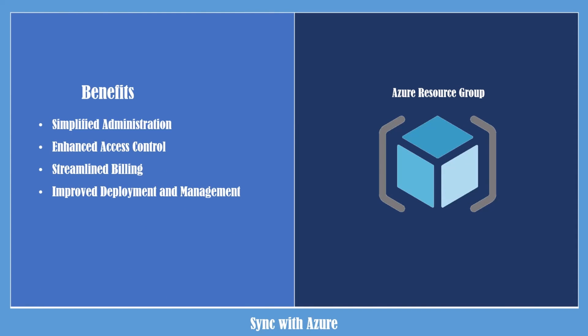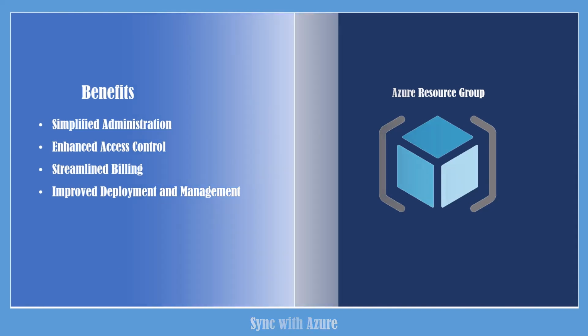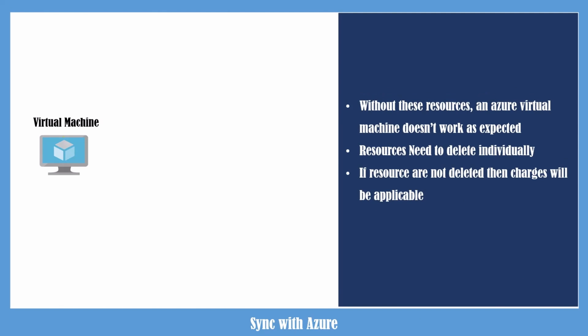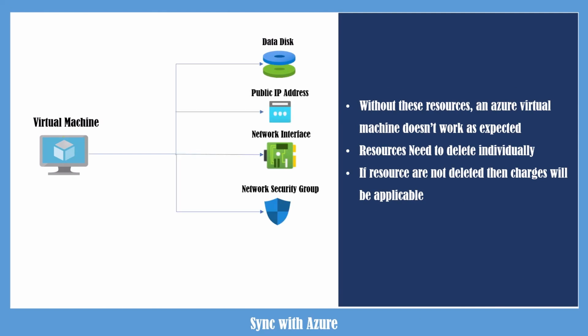Let us understand this with an example. Consider a virtual machine. When we create a virtual machine in Azure, several other resources are created automatically, like data disks, public IP addresses, network interface, network security groups, and virtual networks. Without these resources, an Azure virtual machine does not work as expected.